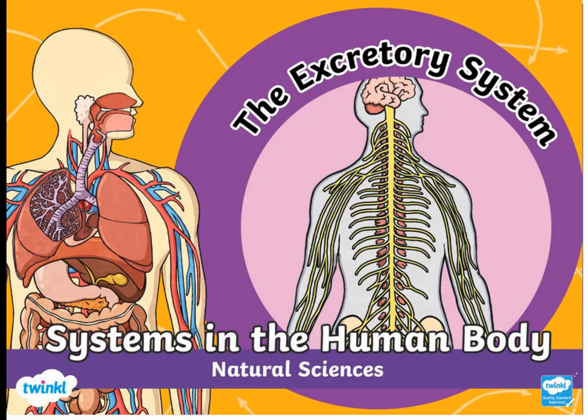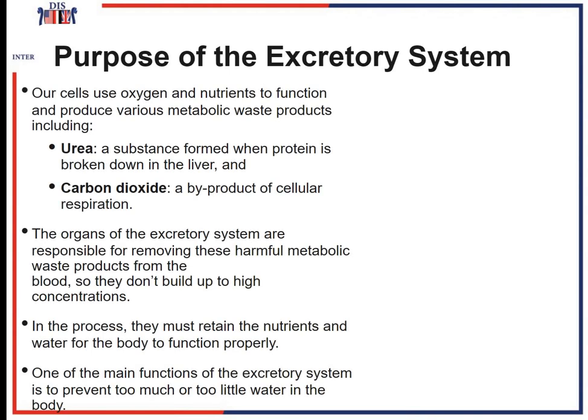The next system is the excretory system. The excretory system is responsible for removing all the waste products from my body. We have urea. Urea is formed from the digestion of protein. So when I break down the protein, I have urea. Urea is toxic for my body. I should get rid of the urea through the urinary system.